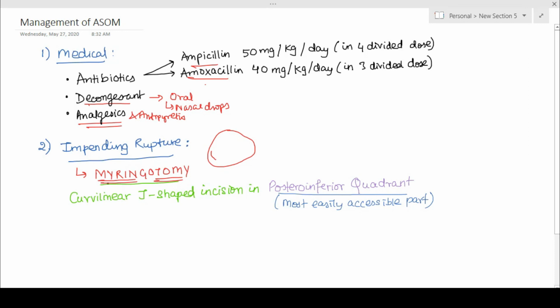We can also follow myringotomy with antibiotics and analgesics as well. Okay, so that is all about ASOM.